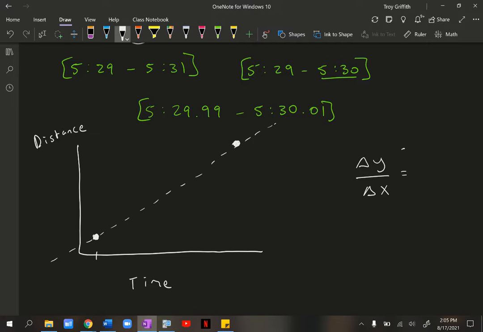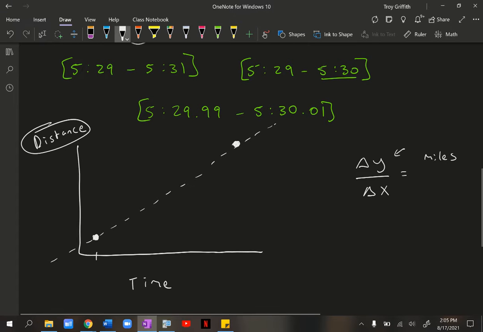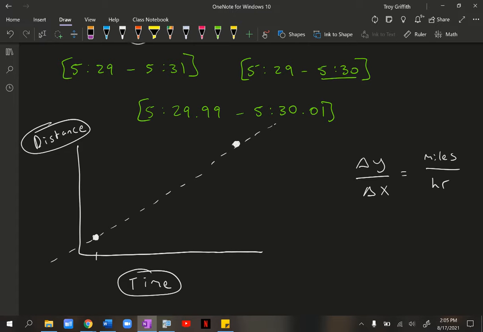Okay, and when we were done, if y was in miles, which is a distance, and x is in hours, which is time, then if we found the slope of that line, we would have something in miles per hour.